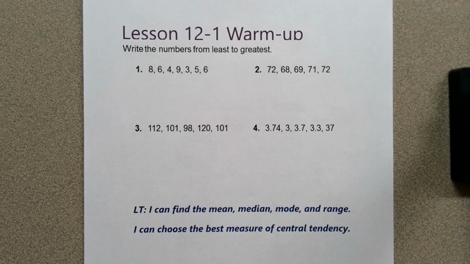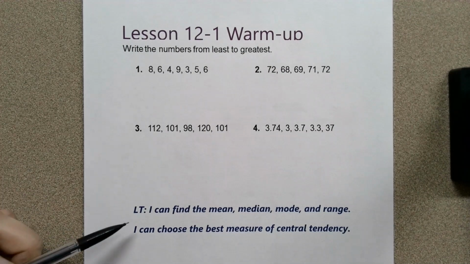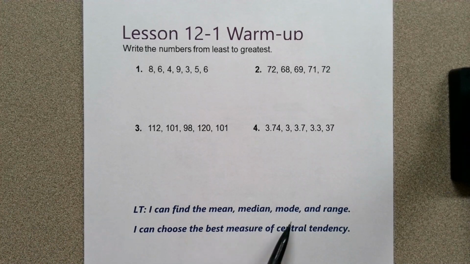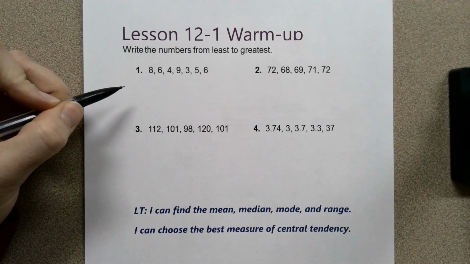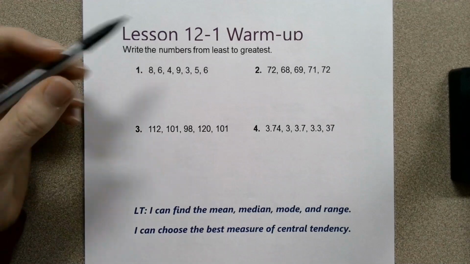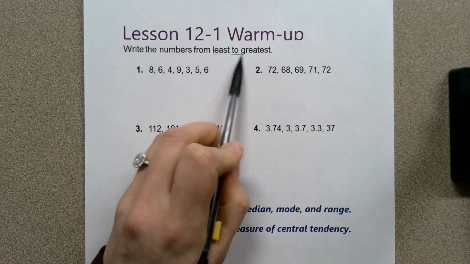What we're learning in lesson 12.1 is to start with finding the mean, median, and mode and range, all of which are considered measures of central tendency because they measure the middle of the data, and we want to see which one's the best. One thing that we'll be doing quite a bit today for one of our central tendencies is putting the numbers in order from least to greatest.